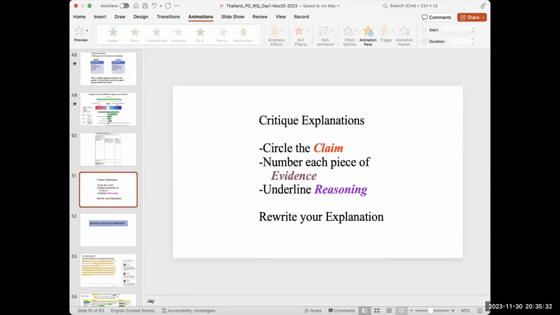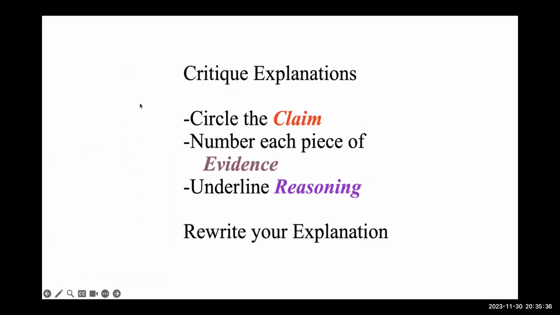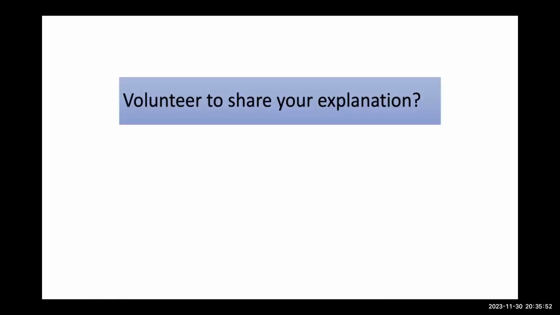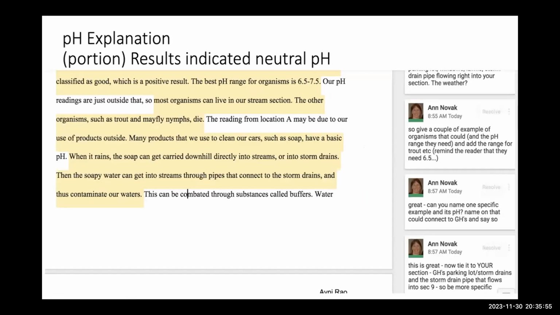What I might have students do is circle their claims, number pieces of evidence so that they can look to see, do I have the quantitative evidence? Do I have qualitative evidence, and then an underlying reasoning? And then I ask them to rewrite the explanation. The other thing I do, well, this is a portion of a seventh grader's pH explanation. And the other thing that I do is give feedback.